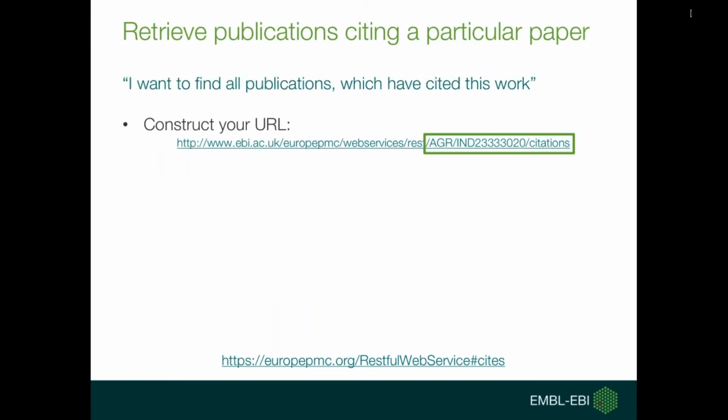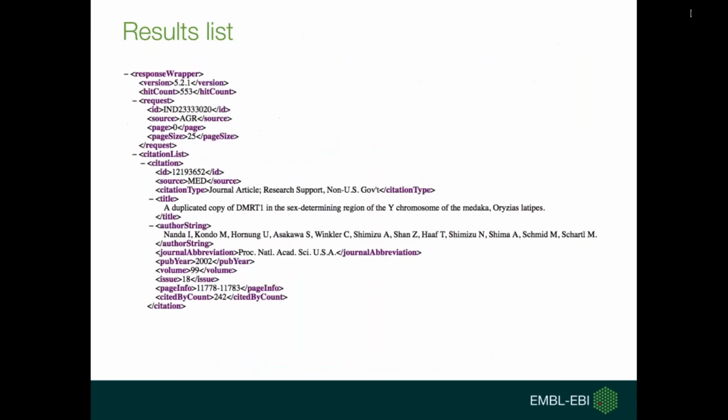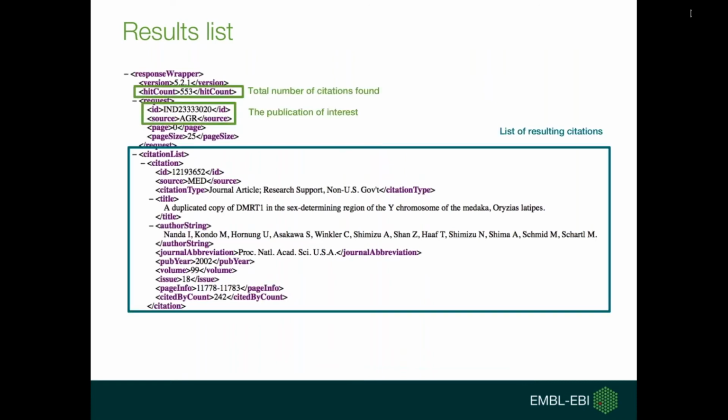Knowing the SRC and the unique publication ID, we can now go back to our URL, enter the parameters before the module, and get the results. As you can see, it is very similar to our previous example. We again see the total number of hits, the request we provided, which in this case is a specific publication defined by the ID and the source, and the resulting list of papers that have cited this record.